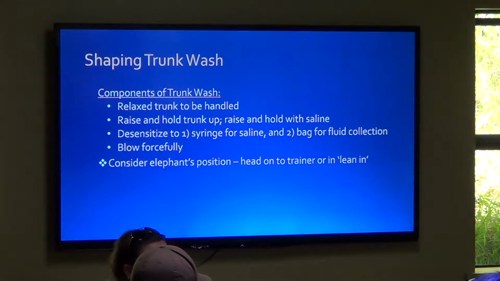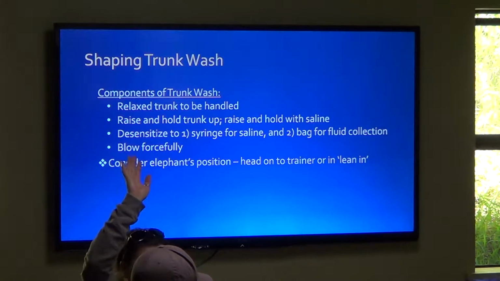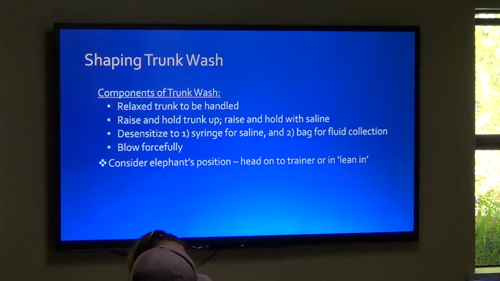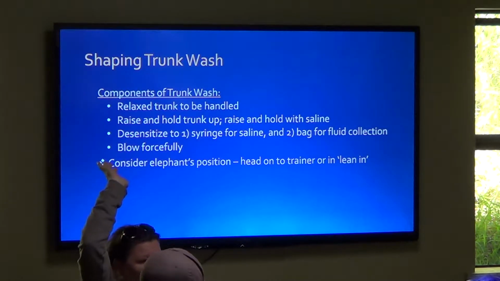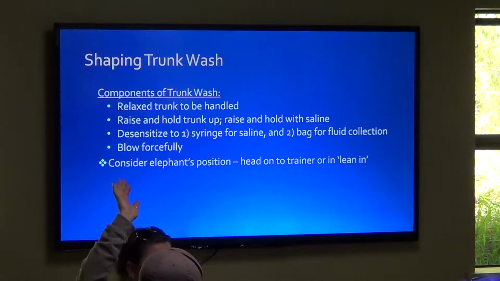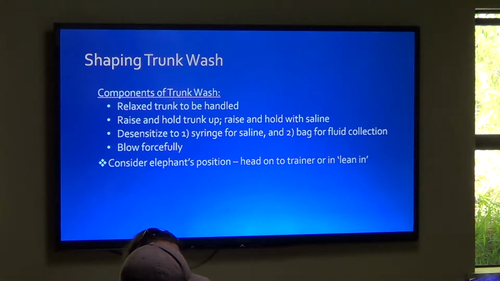So this is the idea behind the behavior, is that they need to take that solution, lift their trunk, let it wash all the way down, drop the trunk, and blow it back out. So those are the components. They need to have their trunk relaxed and be comfortable handling it. And for some elephants, this is a big deal and may require some desensitization. They need to lift the trunk with the saline in it, not slinging the saline out as they're raising it, and hold it there for a period of time. A really high lift of the trunk is ideal because, again, it just washes the solution down further. Keep it there and then drop it back down to the container without losing the saline again.